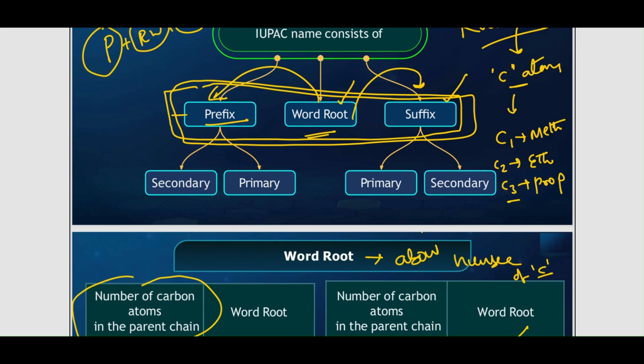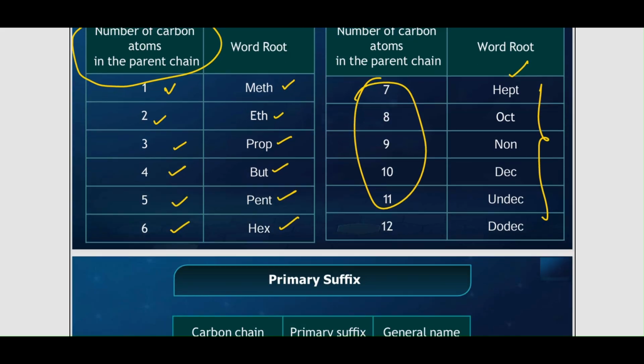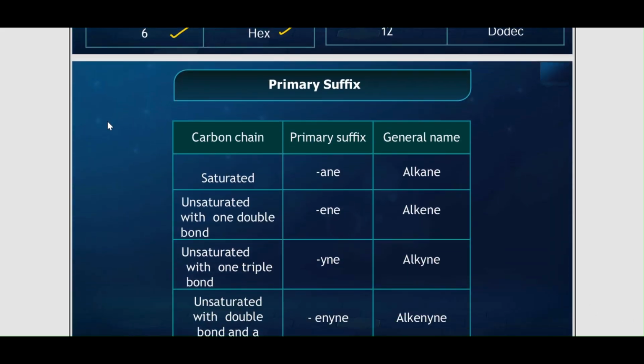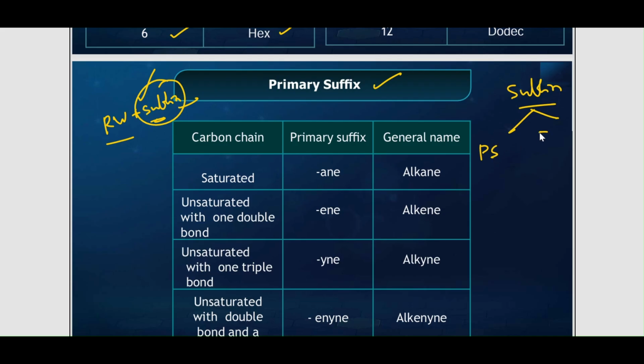Clear? Once again, you can observe one more term here, that is suffix. What is meant by suffix, sir? Suffix is nothing but what comes after a root word. Whatever we write after the root word is called suffix. This suffix is divided into two types: one is primary suffix, another one is secondary suffix.